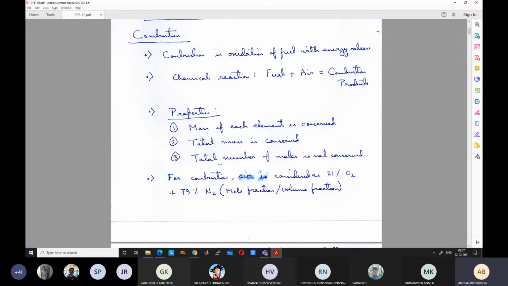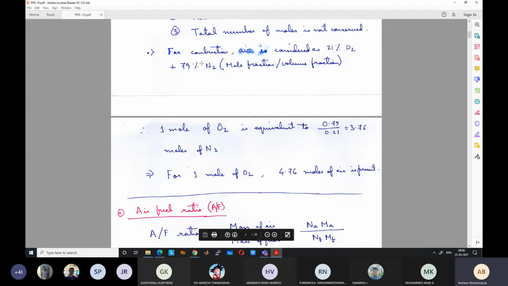and the total number of moles is not conserved. For example, if the number of moles of reactants is a given value, say 20, the number of moles of the product may be different. Although the mass of each element and the total mass will be conserved, the number of moles can be different because of the chemical reaction.